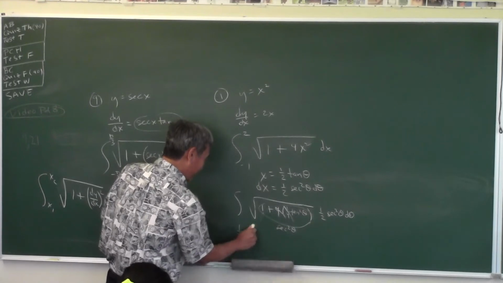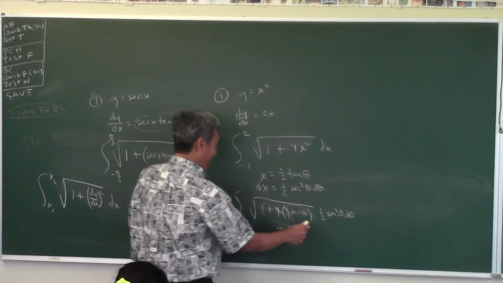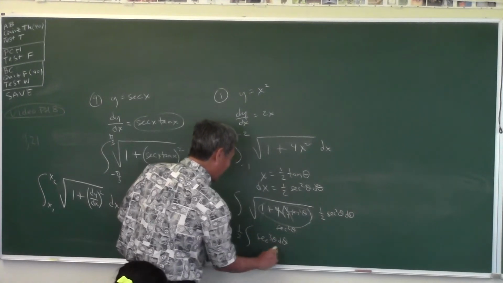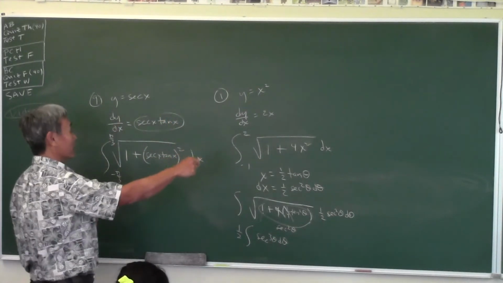Okay, 1/2. And then secant squared times secant is secant cubed d theta. And what are my new limits of integration?